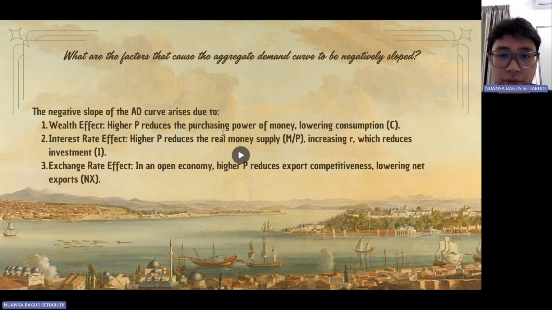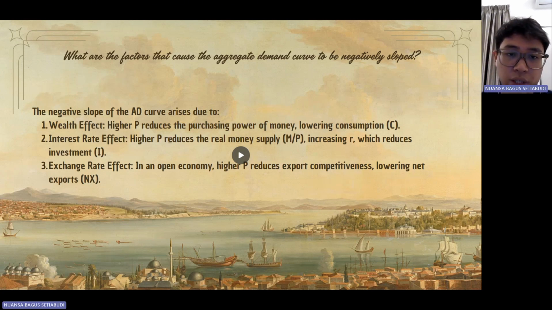Next, the interest rate effect. A higher price level reduces the real money supply, M/P. With less money available, interest rate R rises as money becomes more scarce. And higher interest rates discourage investment, which is I, leading to decreased aggregate output Y.